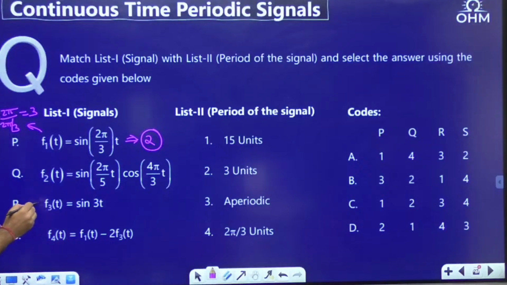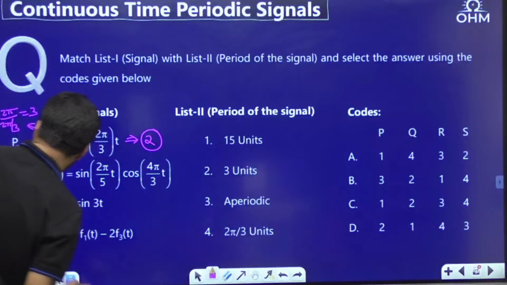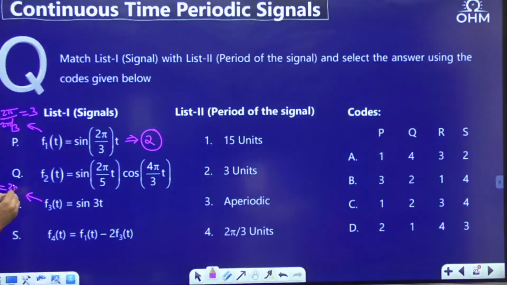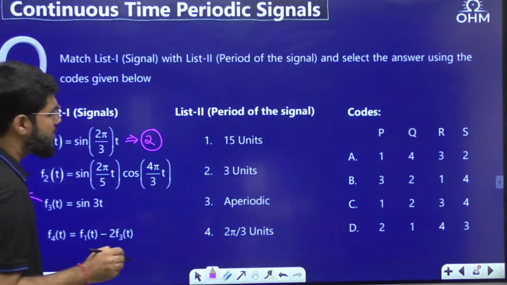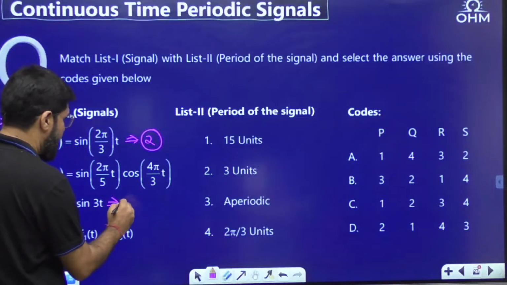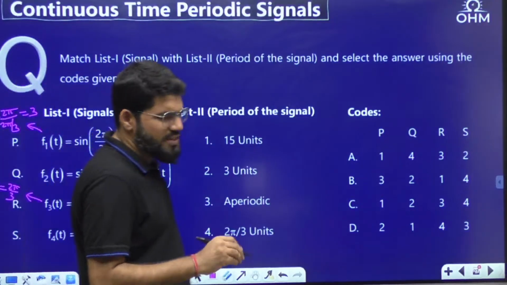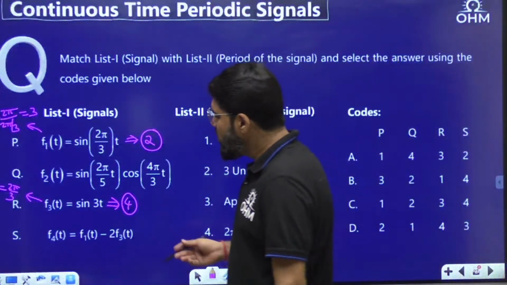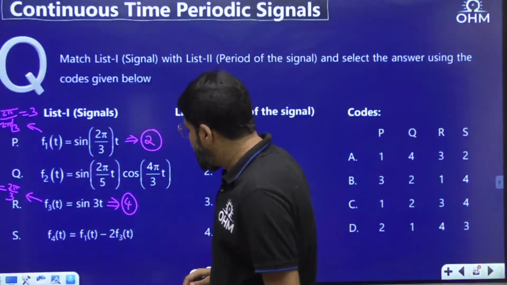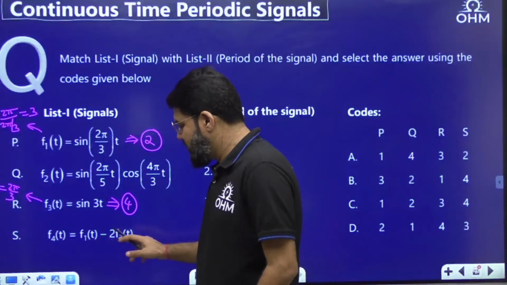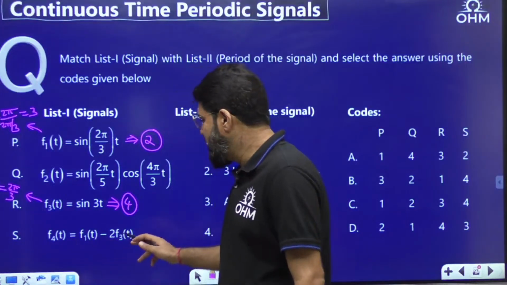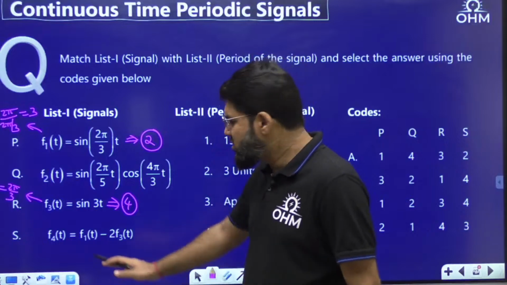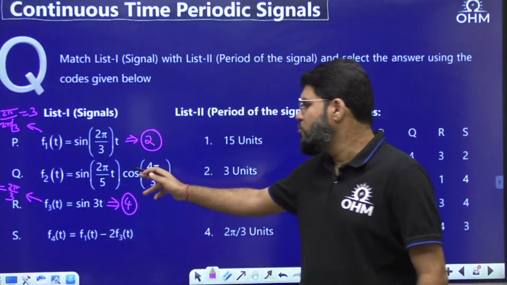F3t, what is the time period? 2 pi by 3. That is the fourth one. The first and third were simple. Now, the second and fourth. The fourth is very clear, a linear combination. Whether addition or subtraction, it is a linear combination, f1 minus 2 f3. Let's try this one, which is something we have taught. Then we will come to the product here.